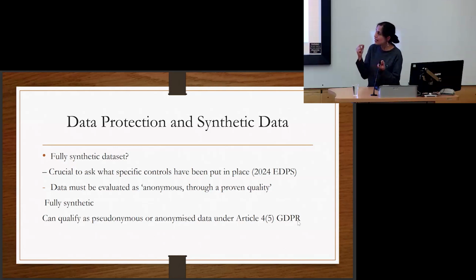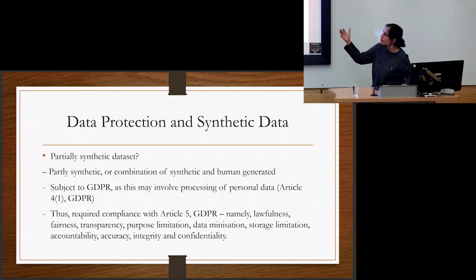And also, again, in the EDPS opinion, one interesting point that came to my attention was it suggests in its discussion that when there has been the use of synthetic data, it is very crucial to ask, number one, what specific controls have been put in place to separate the data sets? And secondly, is it possible to evaluate this data as anonymous through a proven quality? And if so, then it can qualify as pseudonymous or anonymized data under Article 4.5 of the GDPR. And then obviously the partially synthetic data sets or mixed data sets would require compliance with the data protection requirements, for example, under Article 5 of the GDPR, that's lawfulness, fairness, transparency, and so on and so forth.